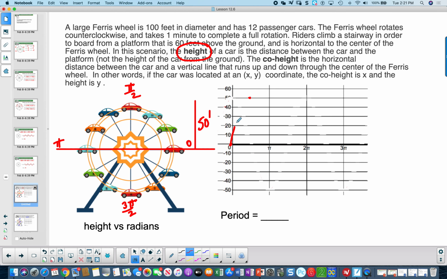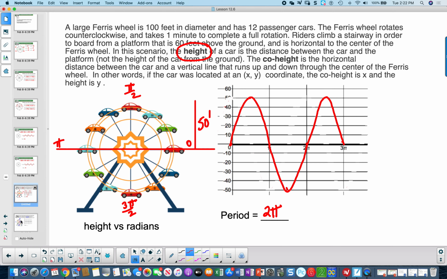So the car will keep going up on the Ferris wheel. And then over here at pi, the car is right here at the level of the platform, and so it'll go down to here. And then at 3 pi halves, it is going to be -50 from the platform, so it's down here. And then at 2 pi, it's going to go up. And you can see it'll continue to do the same thing here as well. And so we say this period is 2 pi.